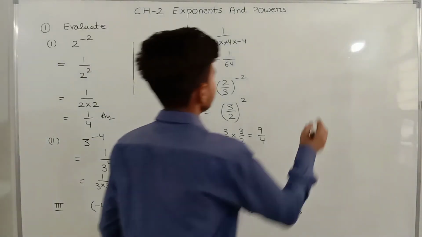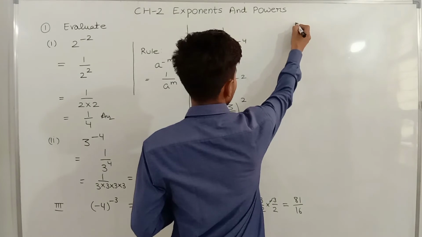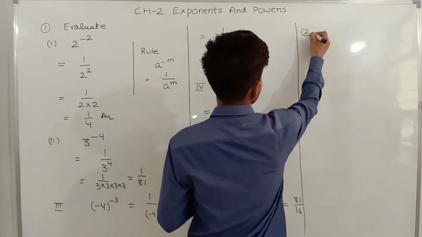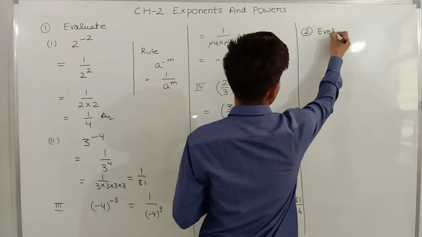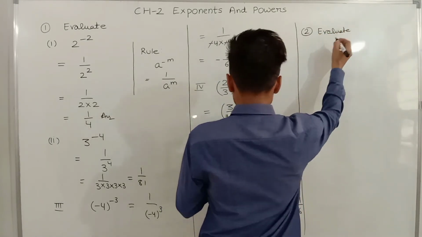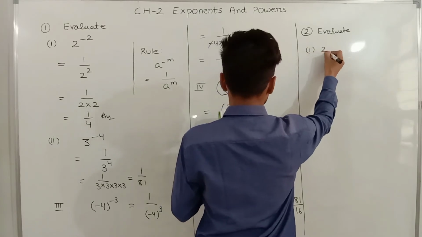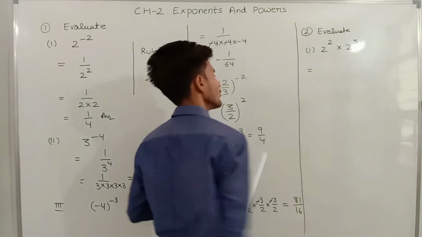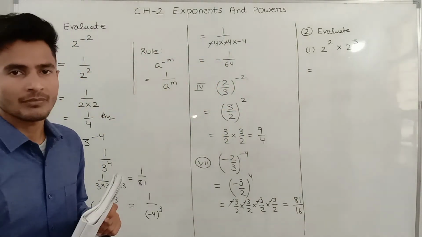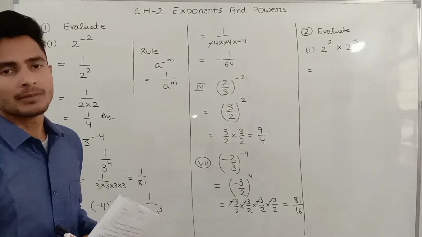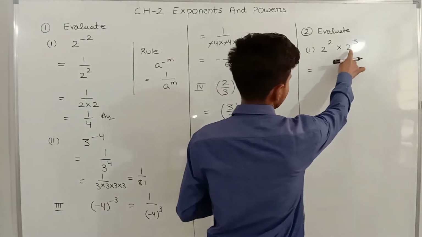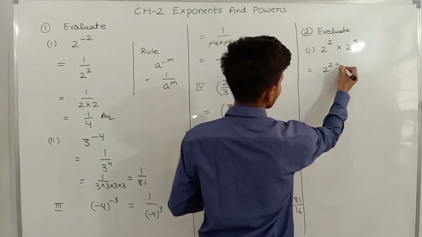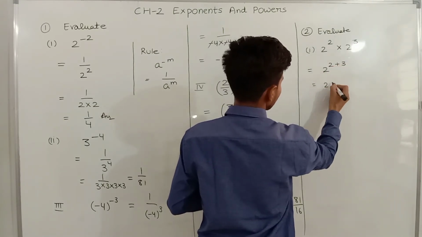Second part of it: find the value, evaluate again. First part, 2 power 2 into 2 power 3. Which formula do you have to apply in this sum? You have to apply rule number 1. If base is same, powers we have to add. So it will become 2 power 2 plus 3, which means 2 power 5.